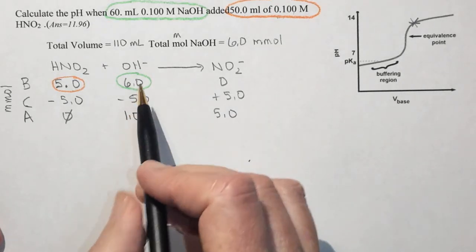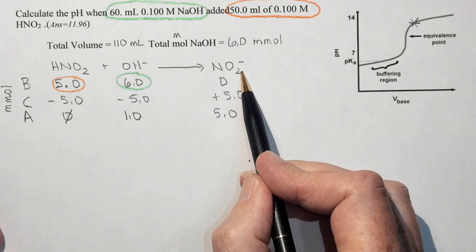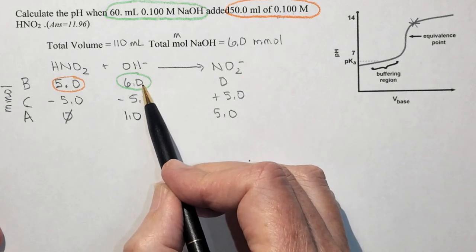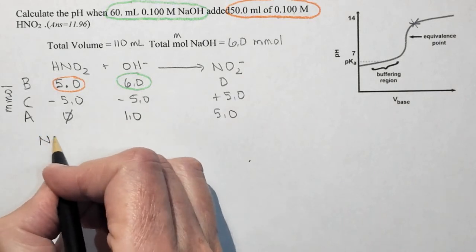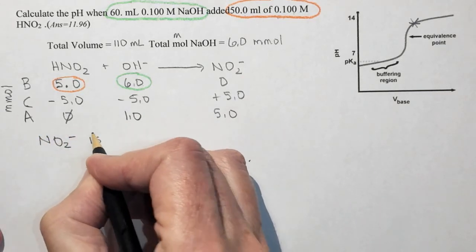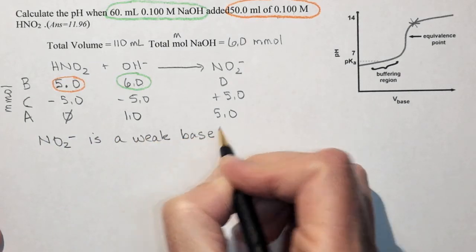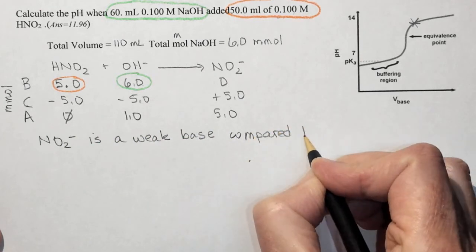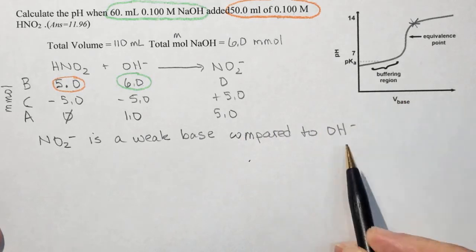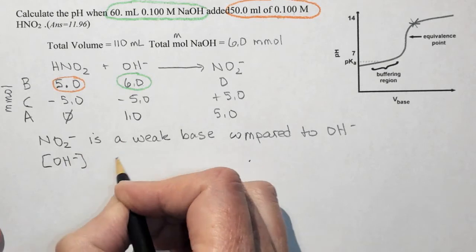Now, when we go to calculate the pH, should I set this up in an equilibrium with water? Well, this is only a very weak base. We've got a very strong base present right now, our sodium hydroxide. So NO2 minus is a weak base compared to the hydroxide. The hydroxide ion is going to control the pH. So hydroxide controls the pH.